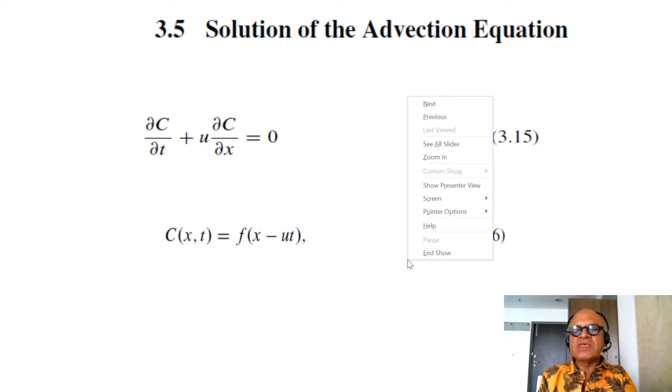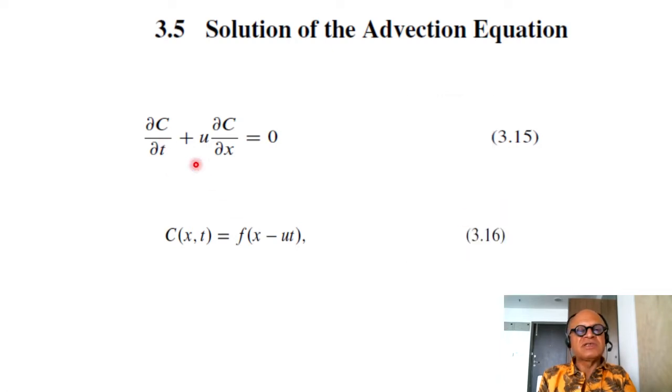Let's start with the advection equation we derived in a simple way. We said dc/dt plus u dc/dx is 0. So let's just stick to one dimension in space again. So the solution C(x,t) here can be analytically written. This is a linear partial differential equation that we can solve for by setting the solution to be a function of x minus ut.